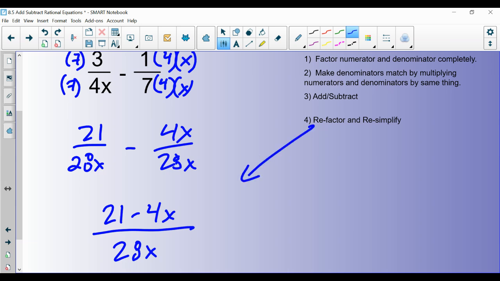I would try to factor my numerator here. It doesn't have anything like in it. 21 and 4 don't. And so I can't simplify anything. Remember, there is implied parentheses around the numerator here, so I can't go in and cancel out just the x's or something. This is just the answer right here. 21 minus 4x over 28x.